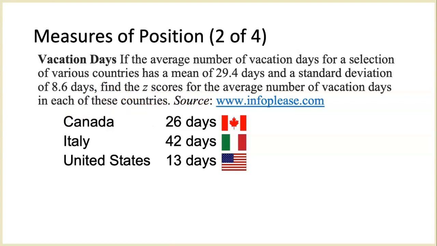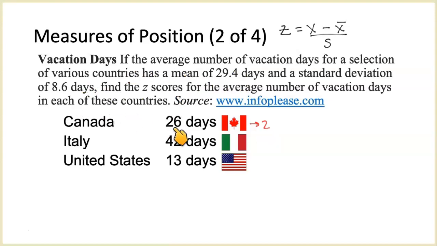So for one, this 29.4 days is not based on an entire population, it's based on a sample. So it says the average number of vacation days for a selection of various countries. So that selection just means we have a sample of data. So in this case, we would utilize the z-score x minus x bar divided by s, because this standard deviation is tied back to the selection of various countries. So both of those represent sample data.